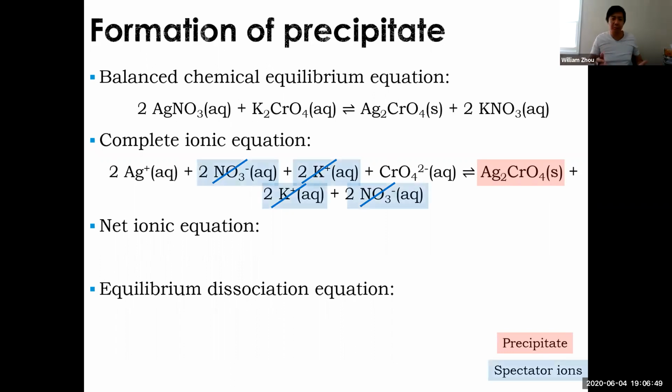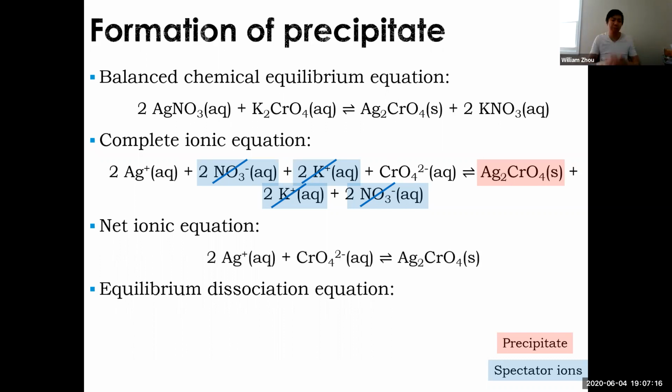And the things we crossed out, we call them spectators. These guys, they showed up, they did nothing, and that was the end of it. They did not contribute to anything in the reaction. They basically appeared. Hence, spectators. Before the reaction, you're there. After the reaction, you're there. Thank you for coming out. The rest of the reaction did occur.